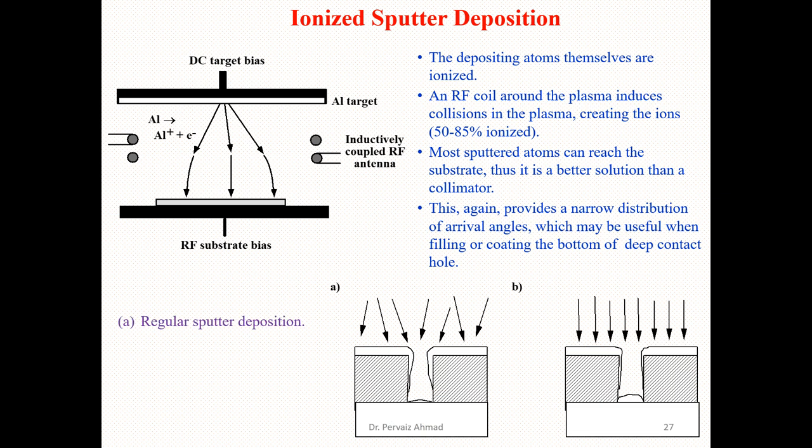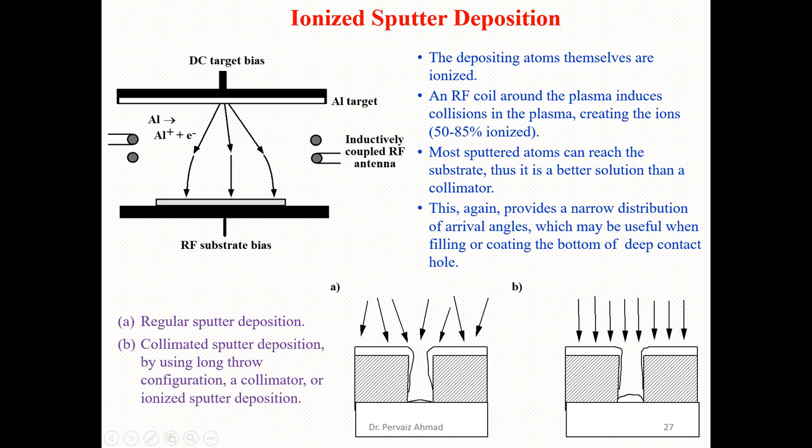Here we have the figures, figure A and figure B. In figure A you can see what is actually going on. We have a regular sputtering deposition. Here you can see that we have the deposition, but sometimes the angles of the sputtered atoms might affect the deposition rate, particularly on the substrate.